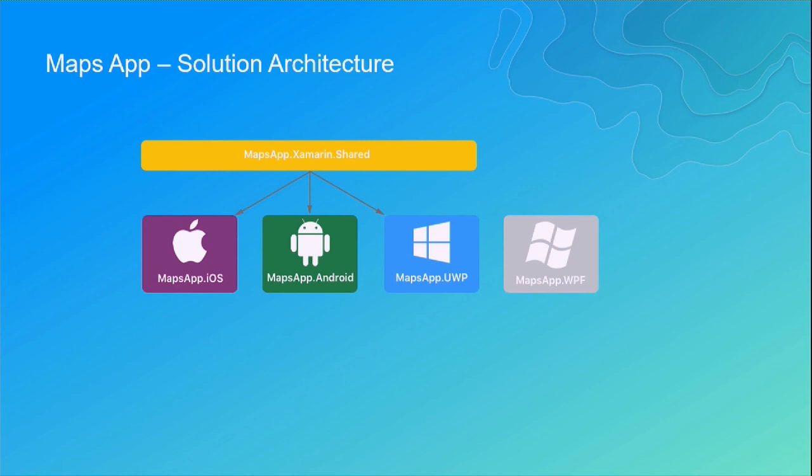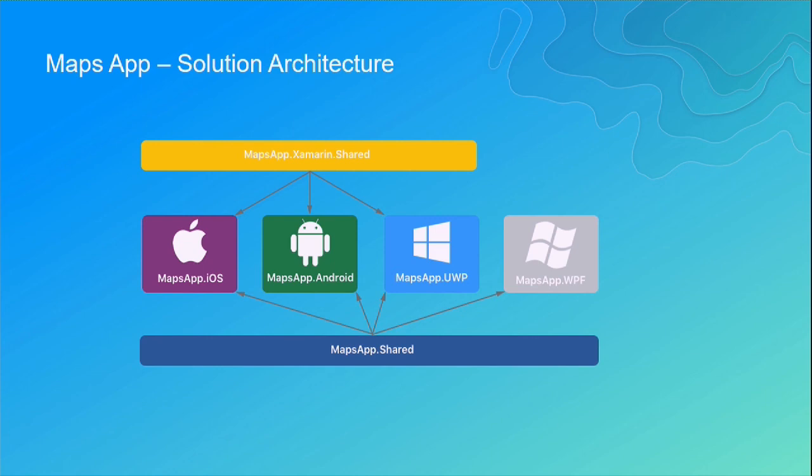I also have the mapsapp.wpf project, which is the app that you just saw running, the WPF one, with its own UI. And I have the shared project, which contains the business logic for the entire application, for all of these four applications, shared between all of them.